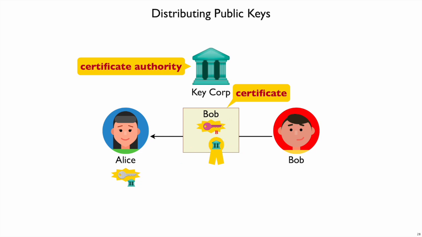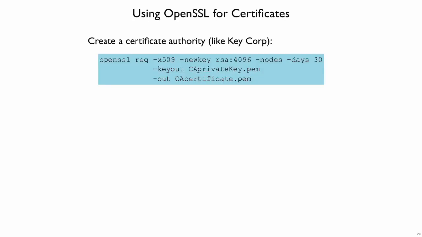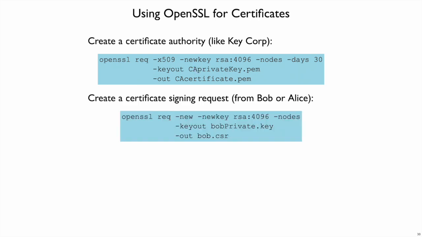For real purposes, you have to use real certificate authorities, of course, and real certificates from those authorities. Back when we introduced public key cryptography, we talked about how to use the OpenSSL tool to generate public-private key pairs for Alice and Bob, but we didn't talk about how to be KeyCorp, because that's not something you normally do. But for testing purposes, we need to create a certificate authority that we can use to make our test certificates. So to create a certificate authority like KeyCorp, you can use OpenSSL req like this to create a new certificate authority with its own private key.